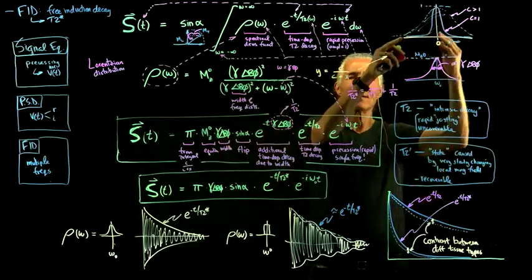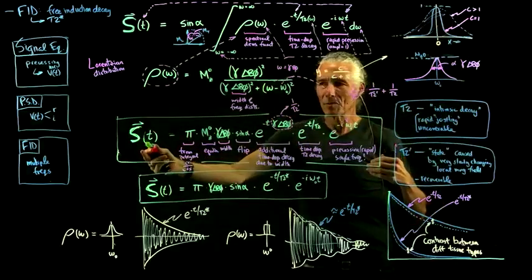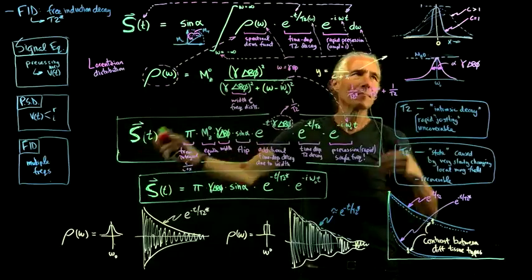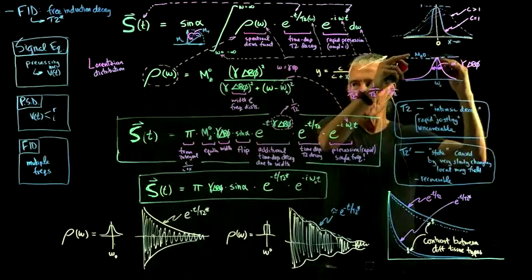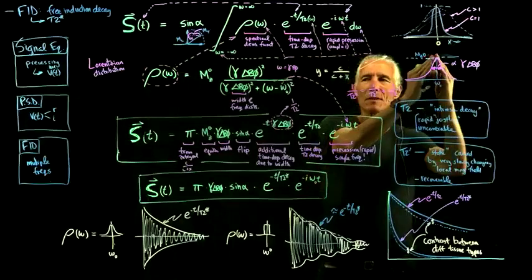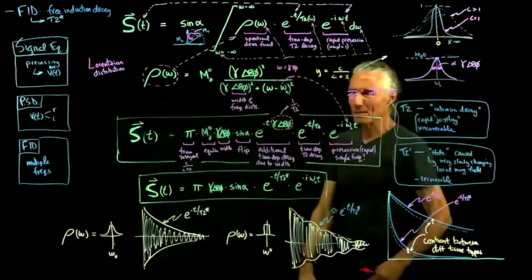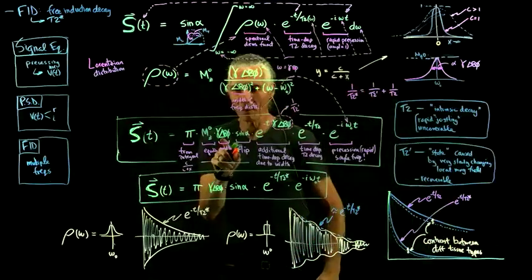So for a wider range of frequencies, you're going to end up with a larger amplitude signal. But it's just because of the way the Lorentzian distribution works, that it's got a maximum. And so as you add more frequencies in there, you're effectively adding more signal. And so it's just directly proportional to the width.